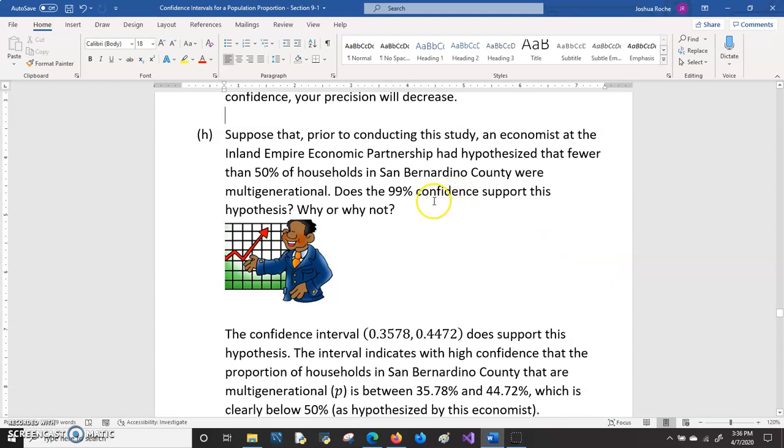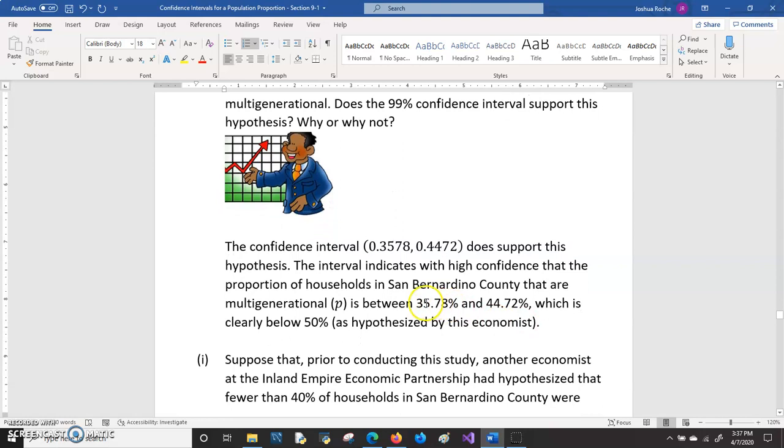So Part H says, suppose that prior to conducting the study, an economist at the Inland Empire Economic Partnership had hypothesized that fewer than 50% of households in San Bernardino County were multi-generational. Does the 99% confidence interval support this hypothesis? And why or why not? So, the confidence interval of 0.3578 and 0.4472, it does support this hypothesis. The interval indicates that the proportion of households are somewhere between 35% and 44%, and that's clearly all below 50%. So it's predicting that P is going to be below 50%. It's somewhere between 35 and 44.